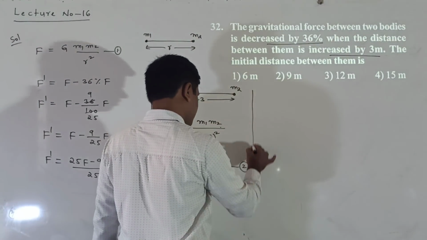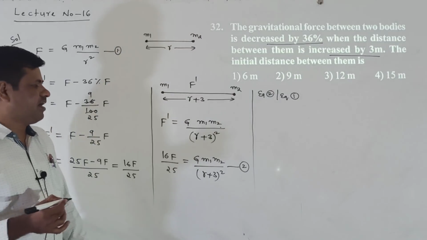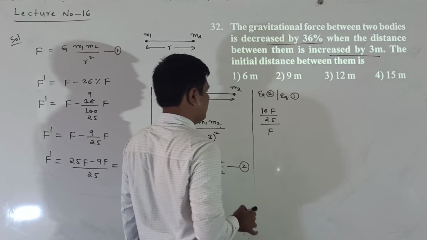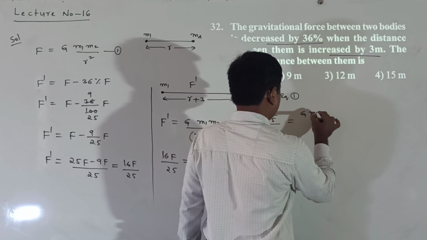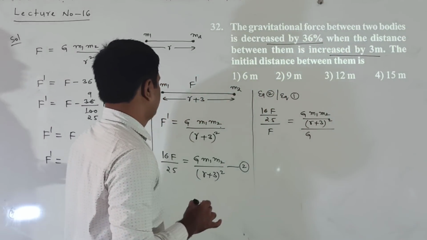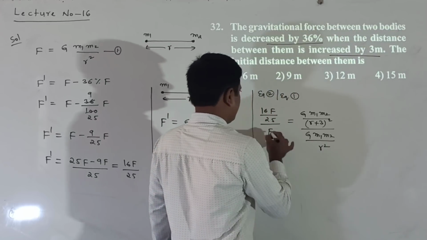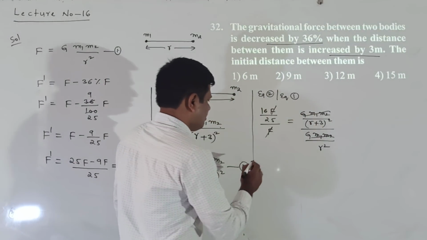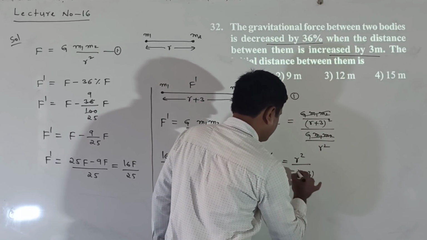Now divide equation 2 by equation 1. What are we getting here? 16F/25 divided by F, as usual F we are writing, equals G m1 m2/(r plus 3)² divided by G m1 m2/r². Here F cancels, and G m1 m2 cancels. Remaining 16/25 is equal to r²/(r plus 3)², as it comes into the numerator.